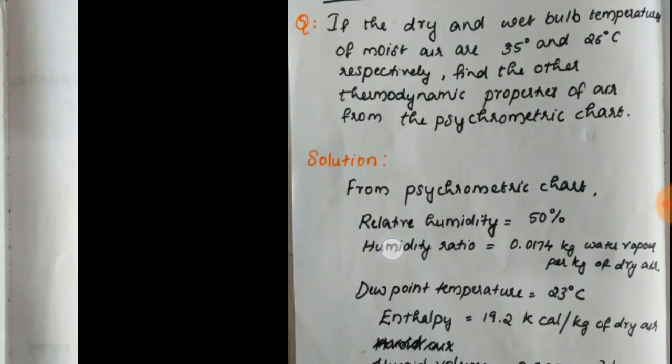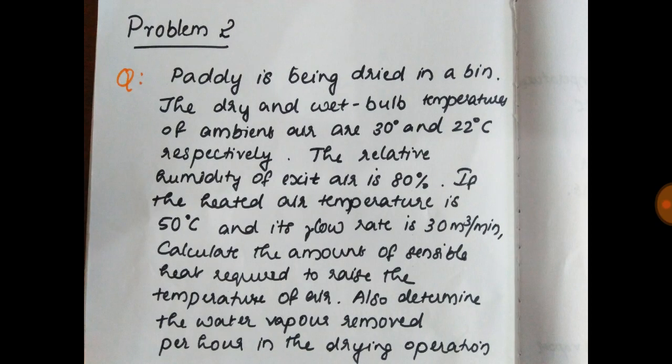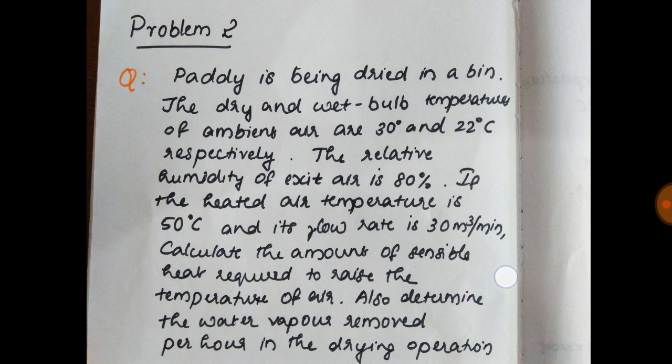Now let's go on to another problem. The question is, paddy is being dried in a bin. The dry and wet bulb temperatures of ambient air are 30 and 22 degrees Celsius respectively. The relative humidity of exit air is 80%. If the heated air temperature is 50 degrees Celsius and its flow rate is 30 meter cube per minute, calculate the amount of sensible heat required to raise the temperature of air. Also determine the water vapor removed per hour in the drying operation.